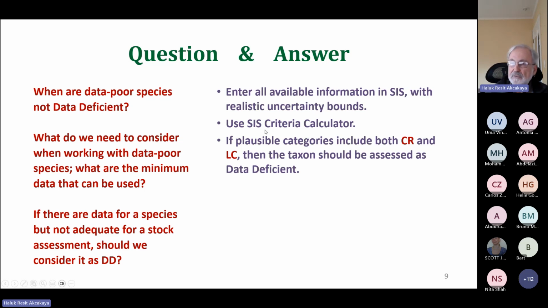Another question was that if there are data for a species but not adequate for a stock assessment, should we consider that as data deficiency? No, definitely not. Stock assessment is a different process. It's not a Red List assessment. There may be situations where you cannot know the population size, the current stock or the current abundance, but you may know other information such as range area or trends in an index of abundance that will allow you to assess a species. So you use the same process as outlined here.